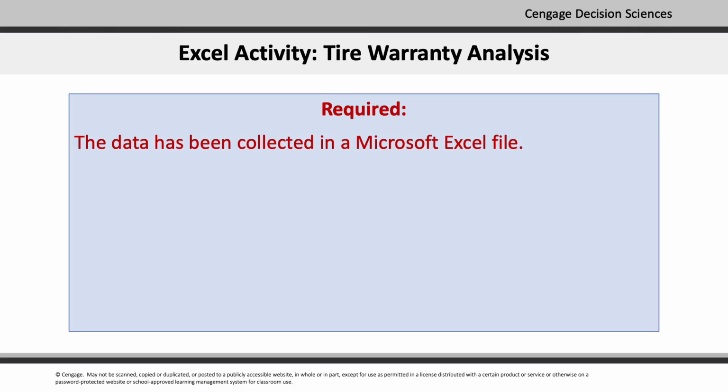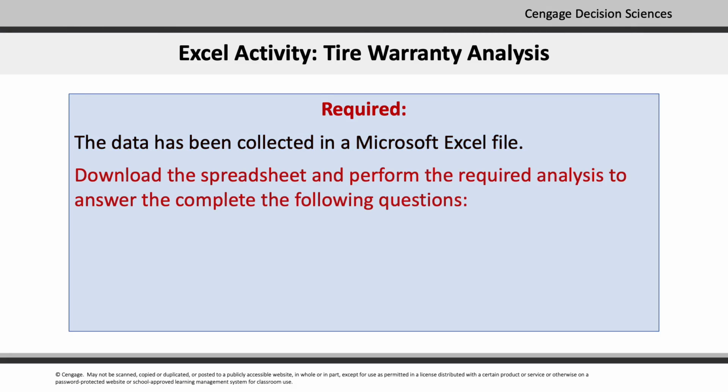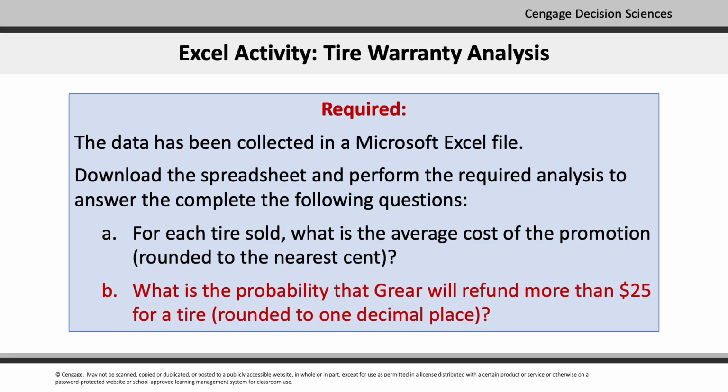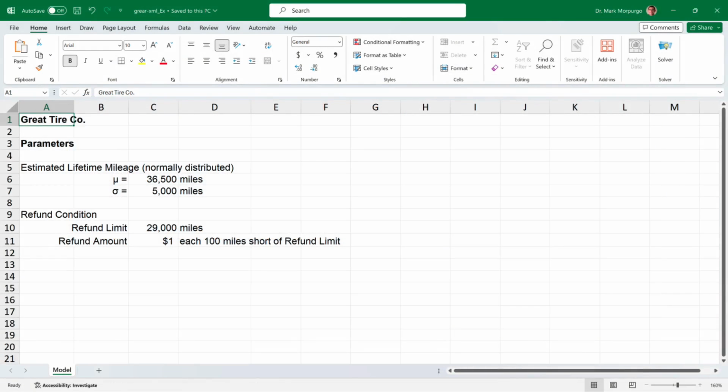The data has been collected in a Microsoft Excel file, so download the spreadsheet and perform the required analysis to answer the following questions. A. For each tire sold, what is the average cost of the promotion? And B. What is the probability that Greer will refund more than $25 for a tire? Let's open up our downloaded Excel data file and complete the requirements.